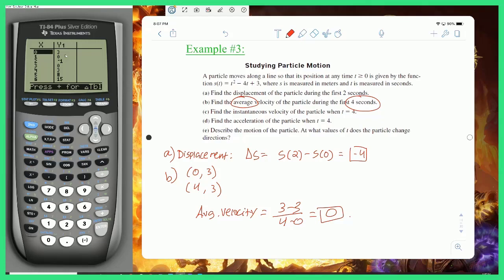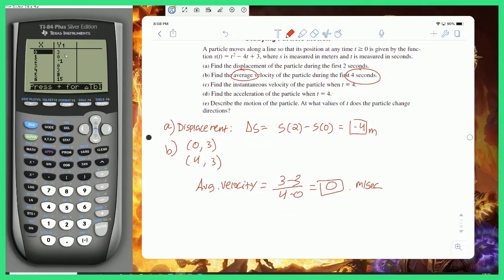The displacement of the particle during the first 2 seconds is just your position. So it's just negative 4 and will be meters. In the average velocity, now I took a y value and divided by an x value, so now I have a rate, meters per second. Okay, just to be super clear.